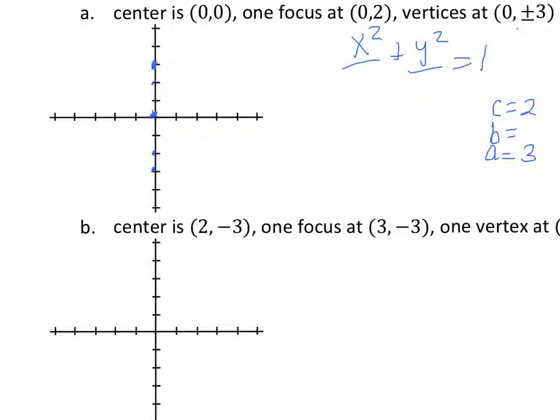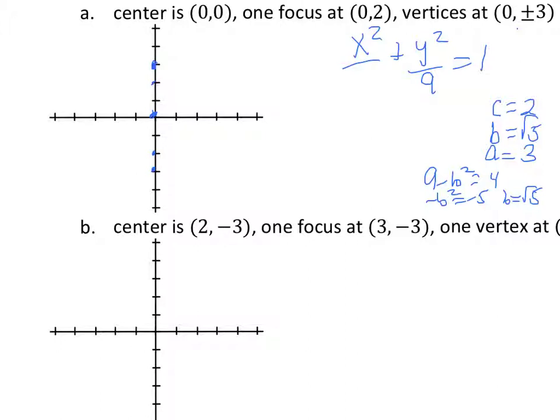So we already know that's 9 because that's A squared, right? Now we just got to figure out B. And how do we figure out B? What's the formula? A squared minus B squared equals C squared, right? So we get 9 minus B squared equals 4. So we get negative B squared is negative 5, and B is the square root of 5.